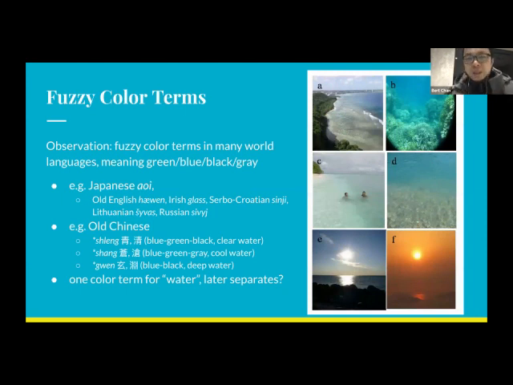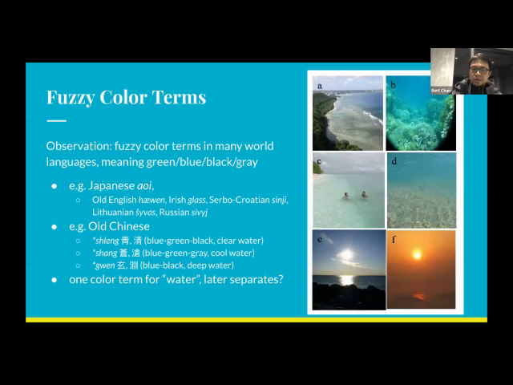Another argument is there exist many fuzzy color terms in many world languages. Like in Japanese, aoi means both green and blue in ancient times. Now they have separate terms for blue and green, midori and aoi, but in the old times, it's just one term. So there are also other similar terms in Old English, Irish, or other languages. And many of them are near the equator.